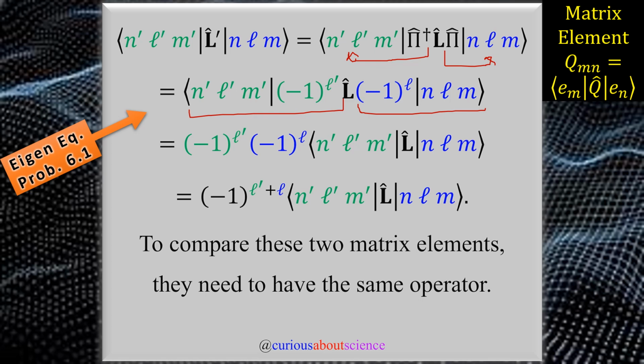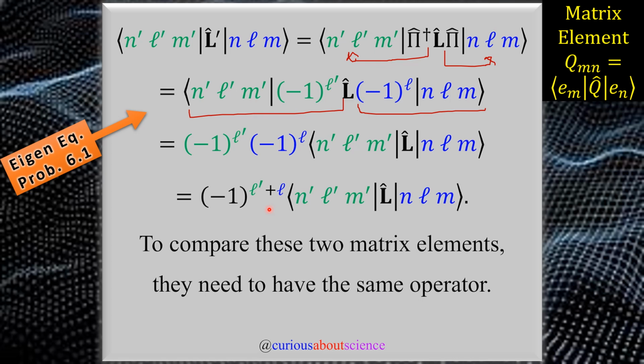Cool. Now we can clearly see that these eigenvectors and eigenvalues gave us back just a factor of (-1)^l' and (-1)^l, which we can take outside because they are true scalars. So if we condense this down, we just get (-1)^(l'+l). Fair enough. I think this is pretty easy to follow.